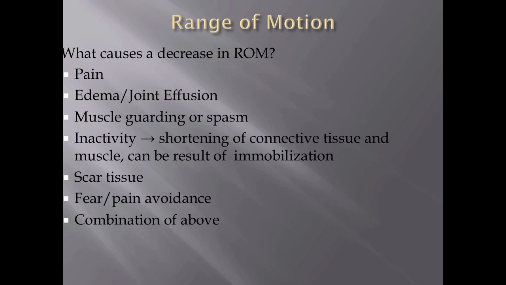Muscle spasm or guarding will limit your range of motion. So you tend to have one of two things happen with muscles. A muscle will say, if we don't move, we don't hurt. So that's when you have muscle guarding or spasm. That muscle just locks up and it doesn't allow that joint to move. On the other hand, you have muscles that say, if we don't do anything, then we don't hurt, which is the case of the quadriceps. Then those muscles tend to shut down. So inactivity will cause a decrease in range of motion.